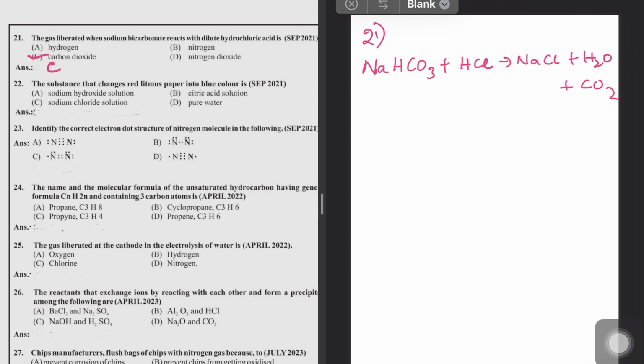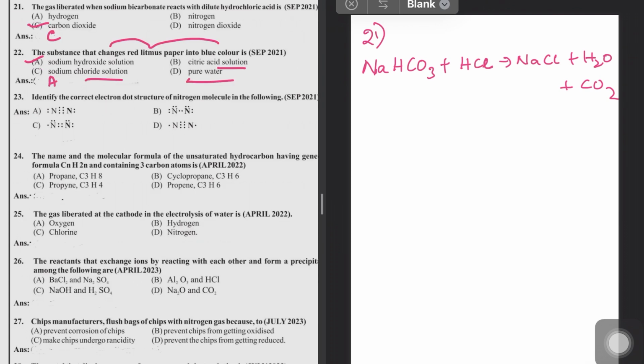Coming to the next question, the substance that changes red litmus paper to blue. Which is the substance that changes red litmus to blue? It should be basic in nature. So, search for the basic solution, that is sodium hydroxide. Hence, the correct answer is option A. Pure water is neutral. Citric acid is acidic, and sodium chloride is neither acidic nor basic. Again, it is also a neutral solution like pure water. Hence, the basic solution here is sodium hydroxide, option A.